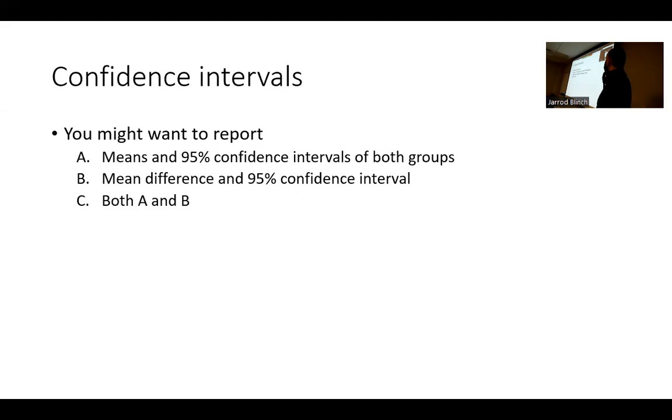Now, with confidence intervals, there are a few things you can choose to report. You might report the means and 95% confidence intervals of both groups. So we'd say, okay, this one is close and this one is not close. Or you might report the mean difference: if you took these two and subtracted them, what does the confidence interval of the mean difference look like? And some people might even report both. So let's look at those. At least we'll look at A and B.